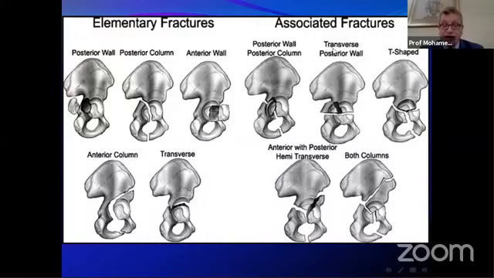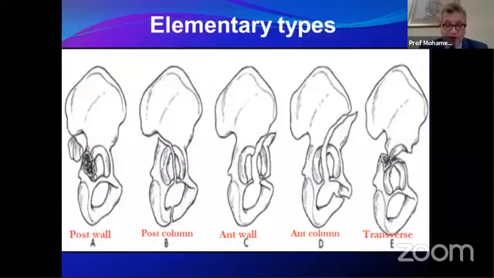For the associated fractures, this is the posterior wall and posterior column. Transverse with posterior wall. This is the T-shaped fracture. This is the anterior with posterior hemitransverse. And this is the both column fracture. And now we will know how to diagnose each one of these. These are the elementary types.